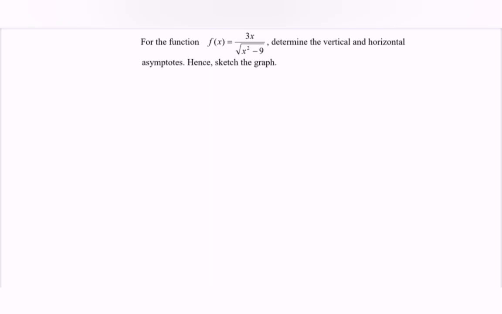Hello everyone, in this video I'm going to discuss the example for limits and then sketch the graph. For the function f(x) equals 3x over the square root of x squared minus 9, determine the vertical and the horizontal asymptote, hence sketch the graph.